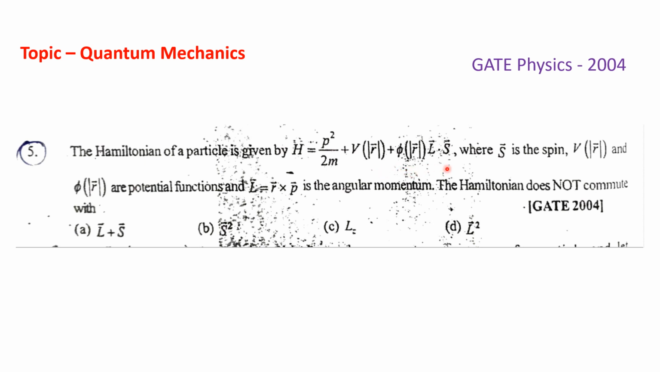Here s is the spin of the particle, V as a function of mod of r and phi as a function of mod of r are potential functions, and L vector is r cross p, that is the angular momentum. The Hamiltonian does not commute with option A, that is L plus S, option B, that is S square, option C, that is Lz, and the last option D, L square. So we have to find which option or which term doesn't commute with the Hamiltonian of this system.